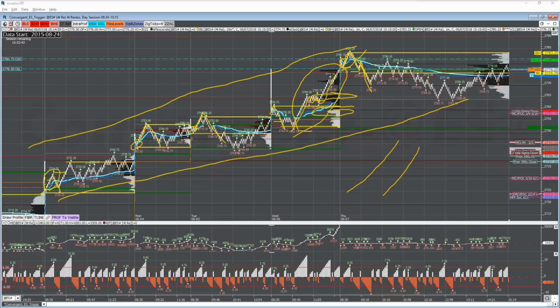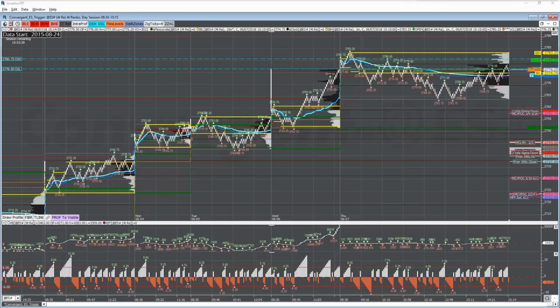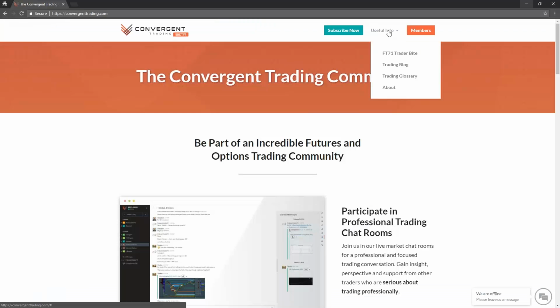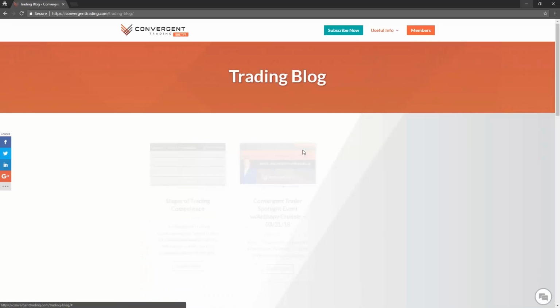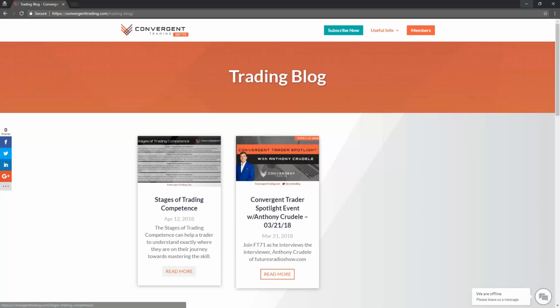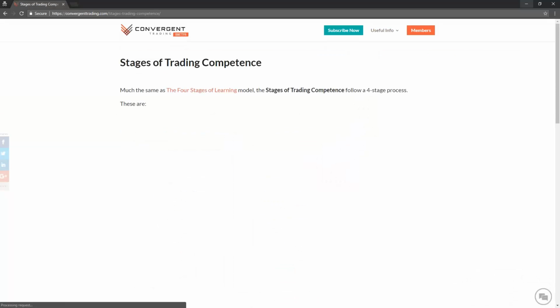And the last question: is Convergent trading built for more seasoned futures traders, or is it a system where a newer trader can develop from early in their journey into the field? So the intention was for Convergent to be for stage two traders. Stage two traders, again, I'll bring this up. You can find the stages of competence right here. Go to the trading blog and look at this post right here, okay?